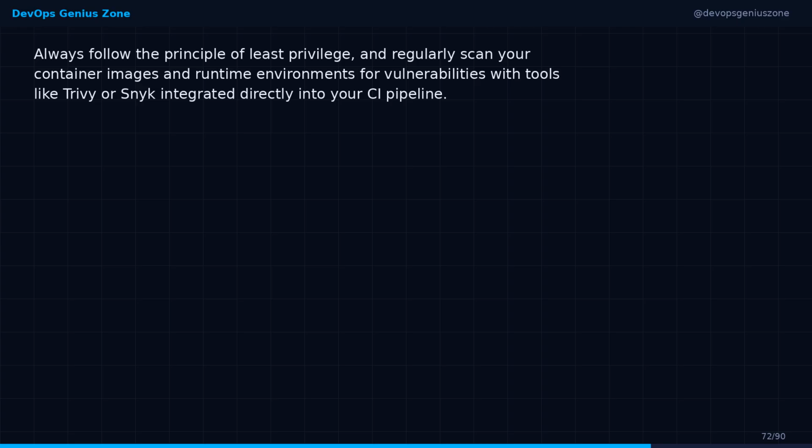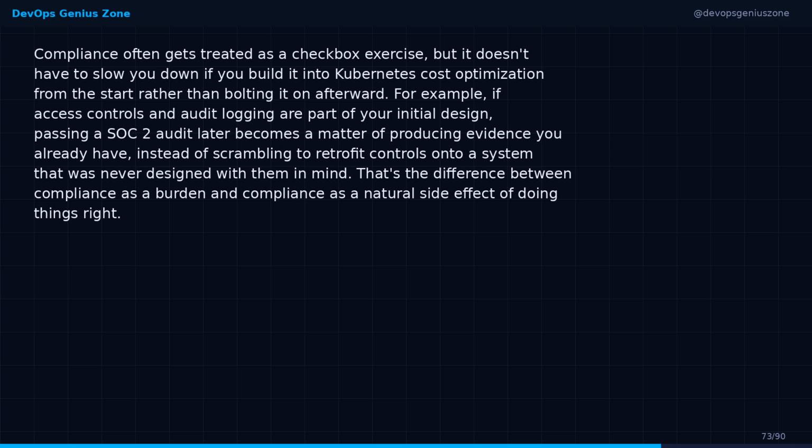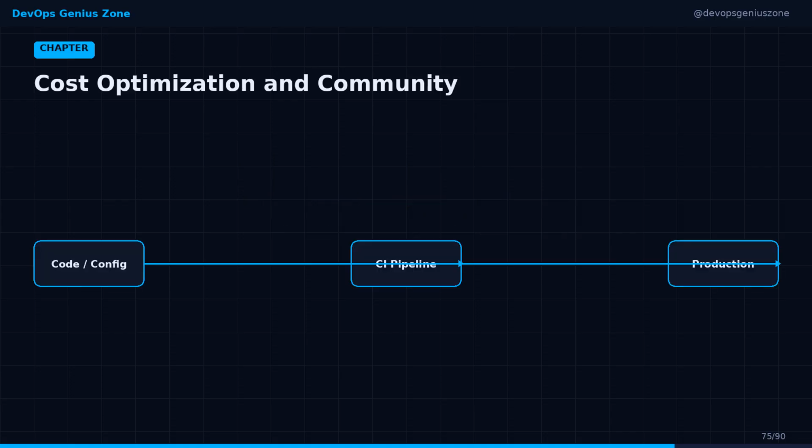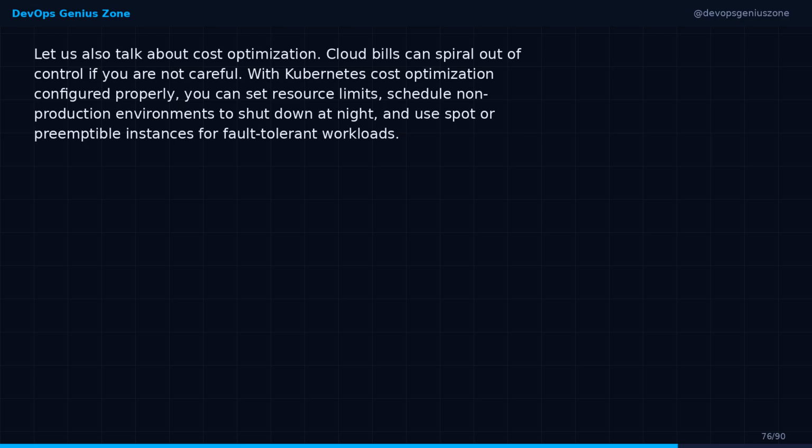Compliance often gets treated as a checkbox exercise, but it doesn't have to slow you down if you build it into Kubernetes cost optimization from the start rather than bolting it on afterward. For example, if access controls and audit logging are part of your initial design, passing a SOC 2 audit later becomes a matter of producing evidence you already have, instead of scrambling to retrofit controls onto a system that was never designed with them in mind. That's the difference between compliance as a burden and compliance as a natural side effect of doing things right.